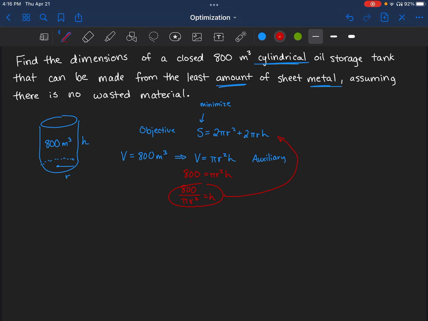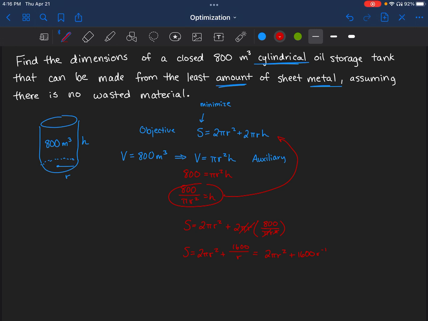So my rewritten objective function is going to be 2 pi r squared plus 2 pi r times 800 over pi r squared. Now, this pi and this pi will cancel out. R on top and one of the r's on bottom will cancel out. So it simplifies down to 2 pi r squared plus essentially 2 times 800, which is 1600, all over just one r. When I go to take the derivative, it might be easier to at least recognize that this is the same thing as 2 pi r squared plus 1600 r to the negative 1.